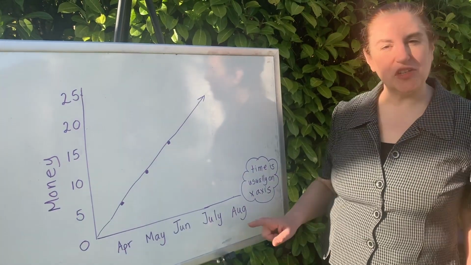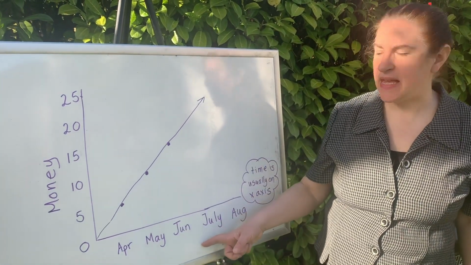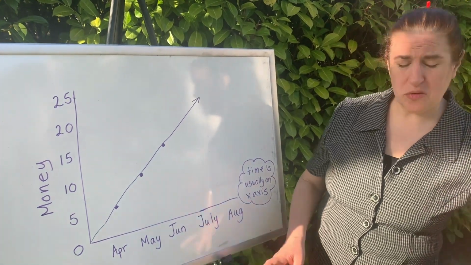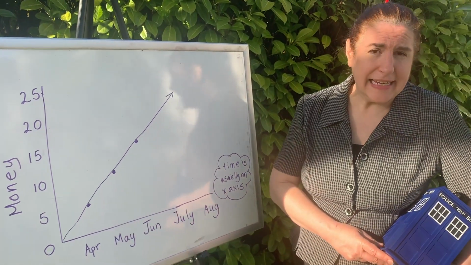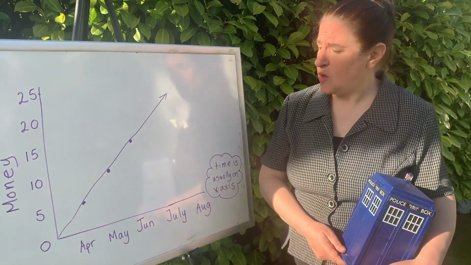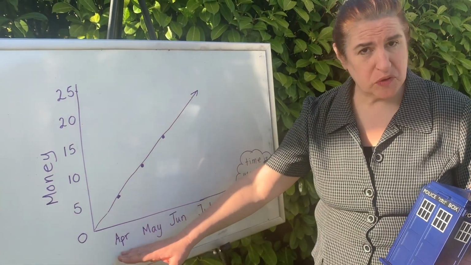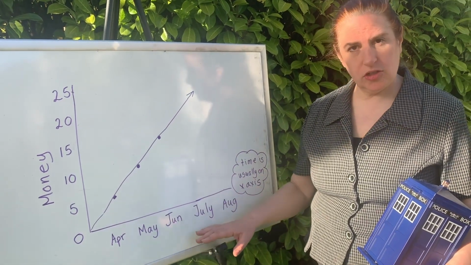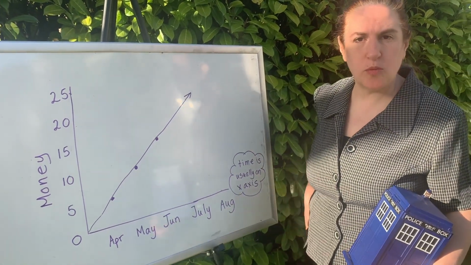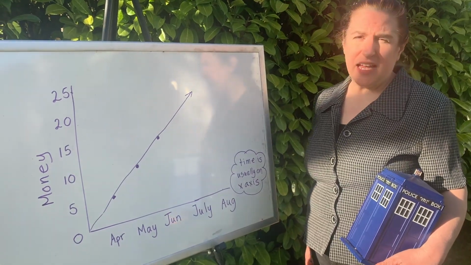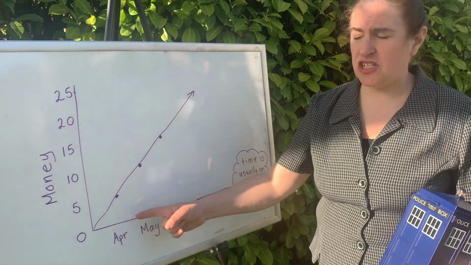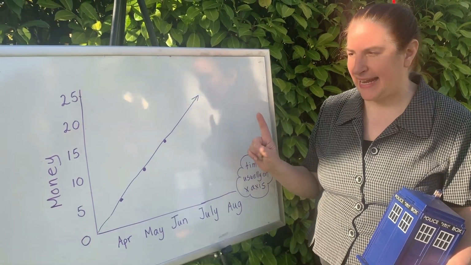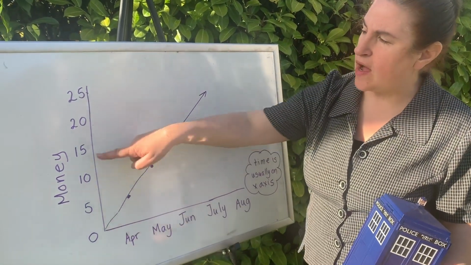Why is time usually along the x-axis when we make a graph? It's because time marches on. Unless you have a handy time machine, time will travel pretty much in a linear way. You'll have April, May, June, July, August, September, October, and on and on. So you put the thing that doesn't change along the x, and then you put the thing that you're measuring, the thing that can change, along the y-axis.